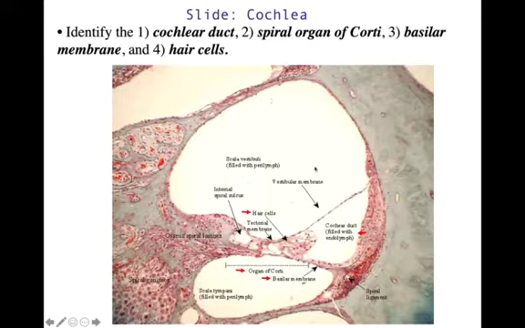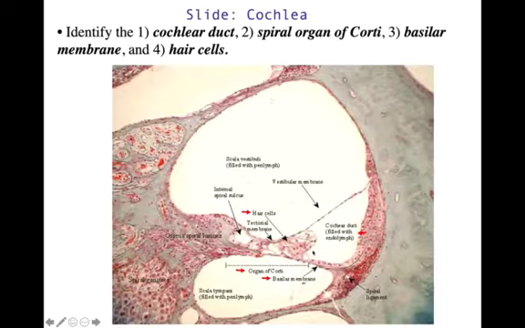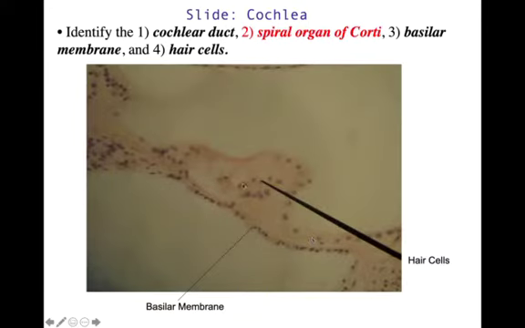Now, the rest of all this we'll talk about in more detail when we do the special senses lecture. So again, let's say we focused on this part right here. You can see here's your cochlear duct, here's your scala tympani, here's that basilar membrane, and here are those hair cells. Now everything together, the basilar membrane and the hair cells, we call this specific thing all together the spiral organ of Corti.